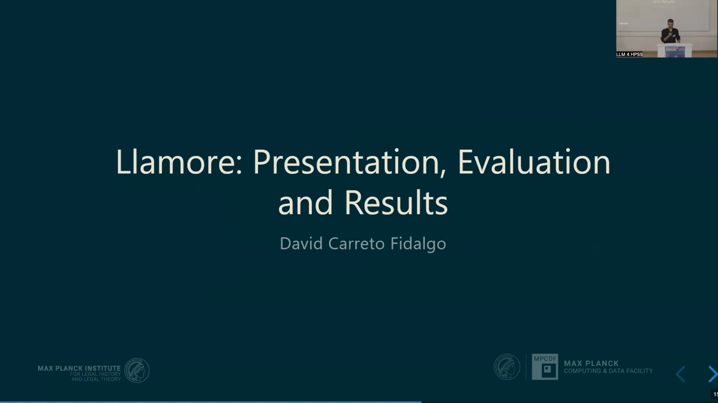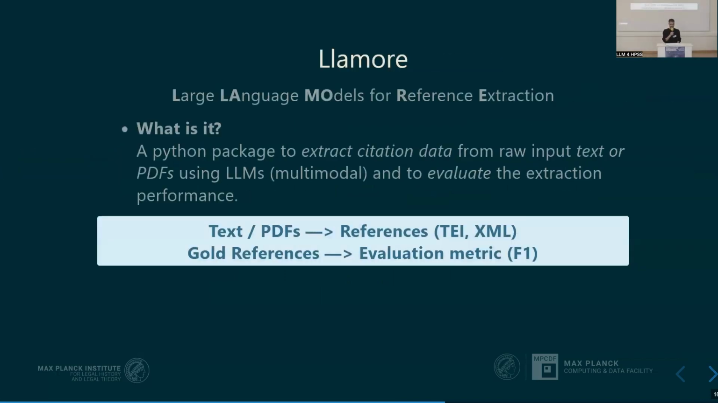Okay, so now it's my turn. For this project, we created LaMode, which stands for Large Language Models for Reference Extraction. It's basically a small Python package that can do two things. You can provide a text or PDFs, and you will get back references, which you can then export as TEI formatted XML files. And if you have gold references, you can get back an evaluation of the extraction performance.